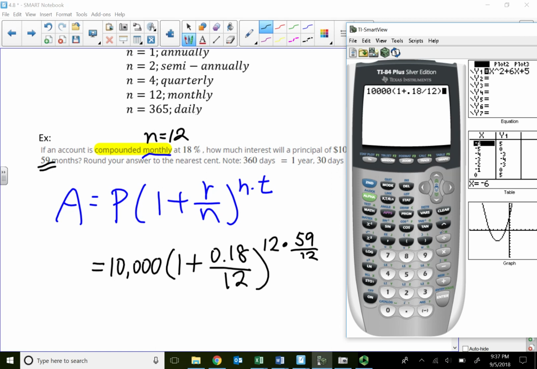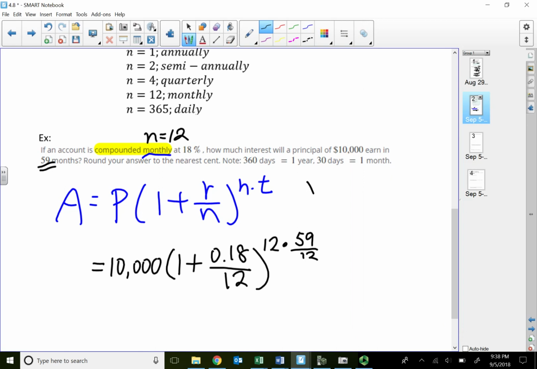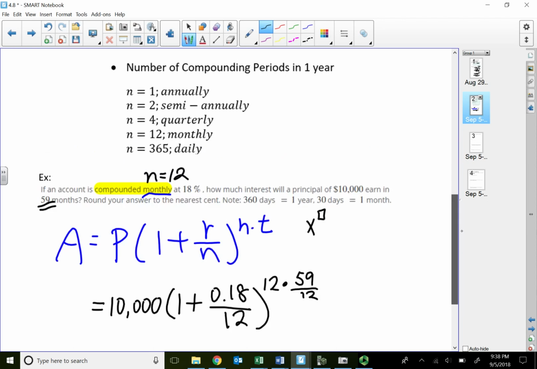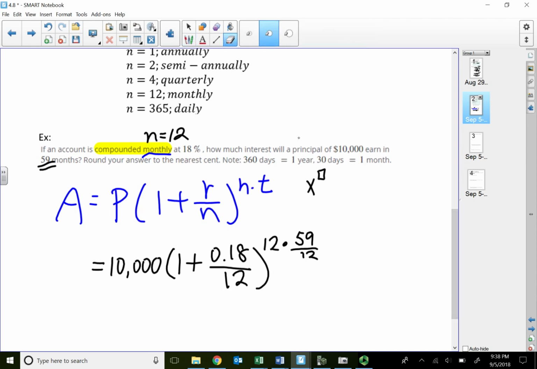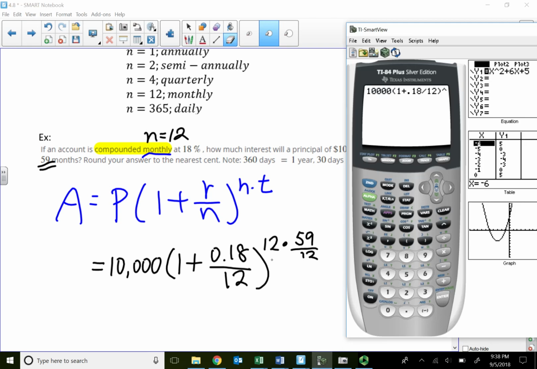All right, your exponent notation is this caret key. Some scientific calculators might have something like x to a box. Okay, that's also an exponent key. If you cannot find your exponent key on your calculator, please let your instructor know. He or she will gladly show you where the exponent keys are. So now all these things up here are exponents. I'm going to let the calculator do this for me, so I would need to put this operation in another parenthesis and say 12 times 59 over 12. Okay, we'll just type it in just like that.